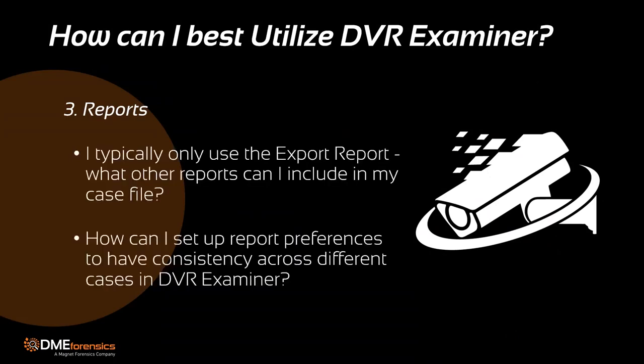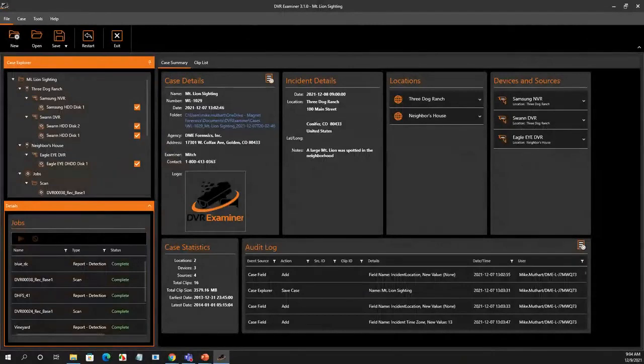Okay, so let's get started with workflows. And to do this, I'm going to switch over to DVR Examiner. In order to save time, I've already created a case and loaded that case into DVR Examiner. This case file includes 3 scanned sources and has all the information filled out.